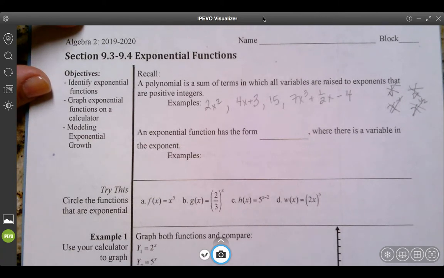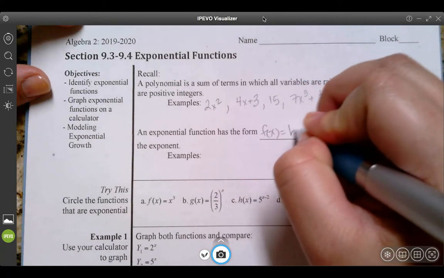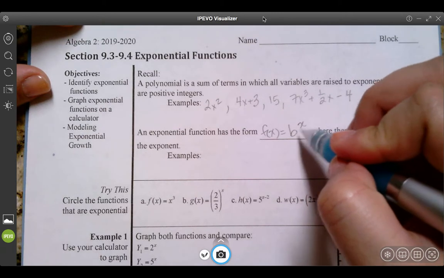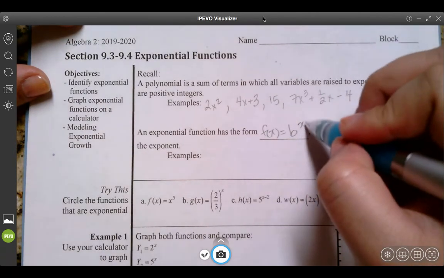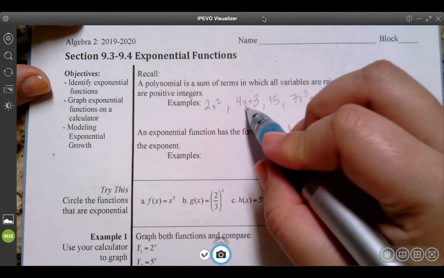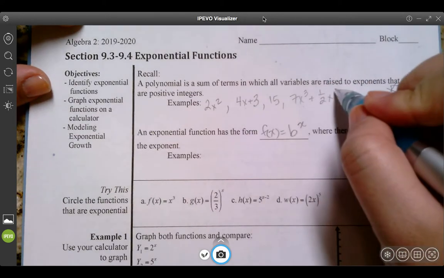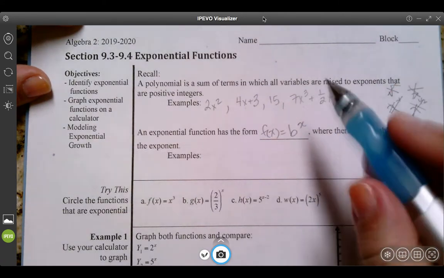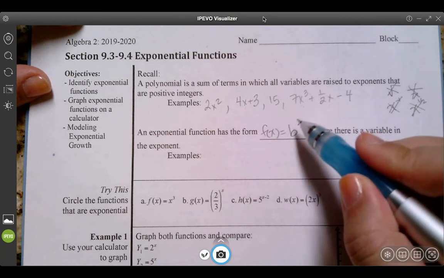The new type of function is called an exponential function. An exponential function has the form f of x equals b to the x, okay, where b is a number and x is a variable. So the variable, notice now, is in the exponent. Before, our variables were bases. All of our variables were the base raised to a power or raised to no power, which would be 1. Now, the base is a number and the exponent is a variable.